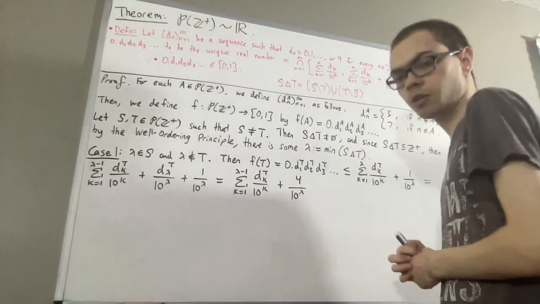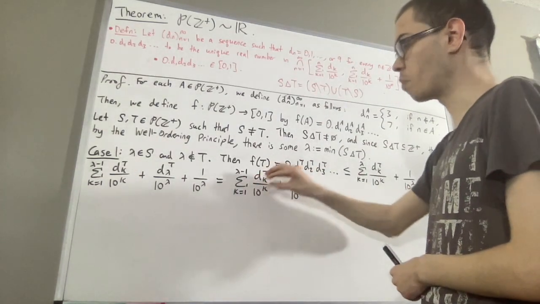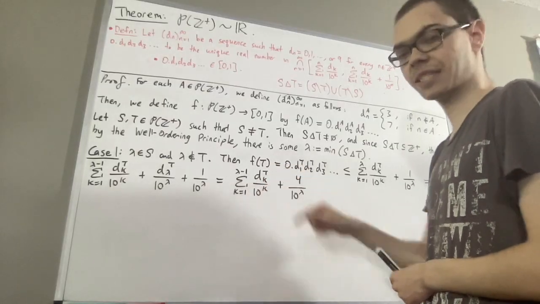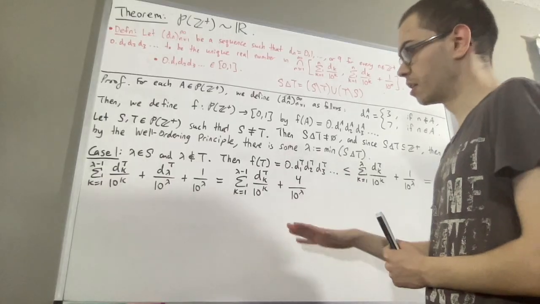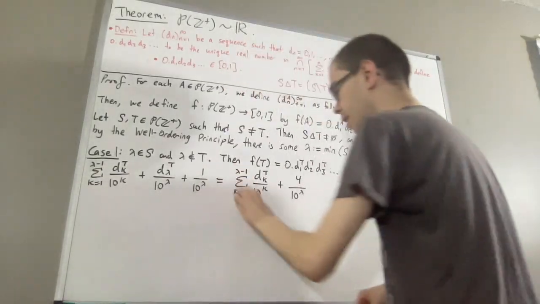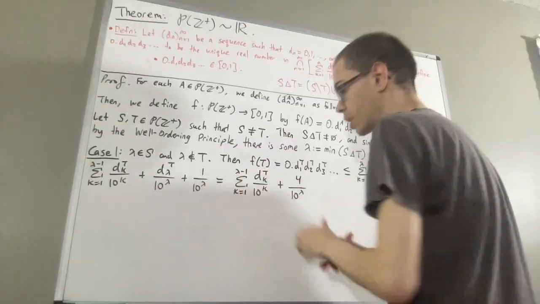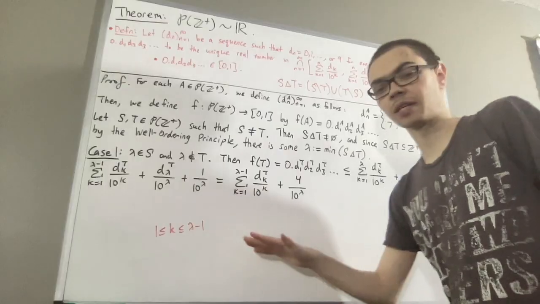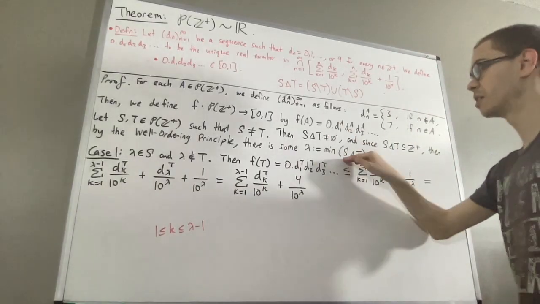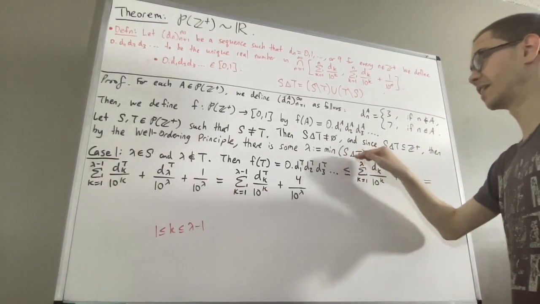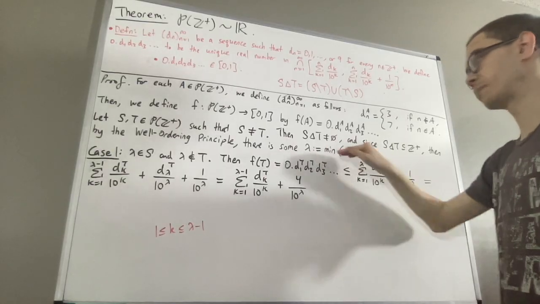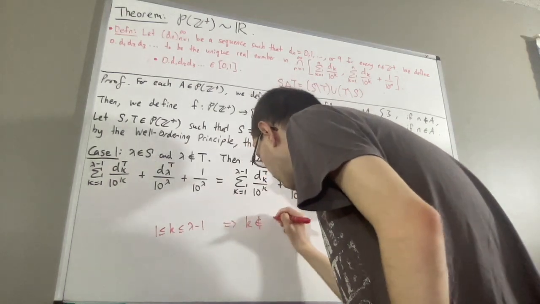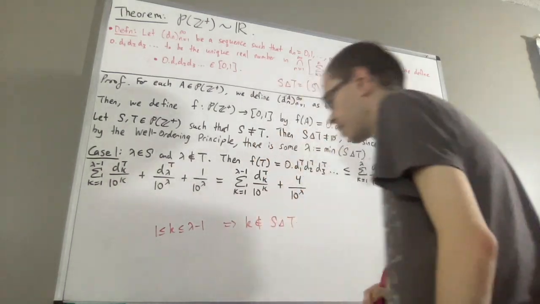But actually, we should be able to take every term in this sum and replace the dkt with dks. Because the idea is, if we consider an arbitrary integer k between 1 and lambda minus 1, then k is a positive integer less than lambda. So k can't be an element of the symmetric difference of s and t, because lambda is the smallest element of the symmetric difference of s and t. So k is not an element of the symmetric difference of s and t.